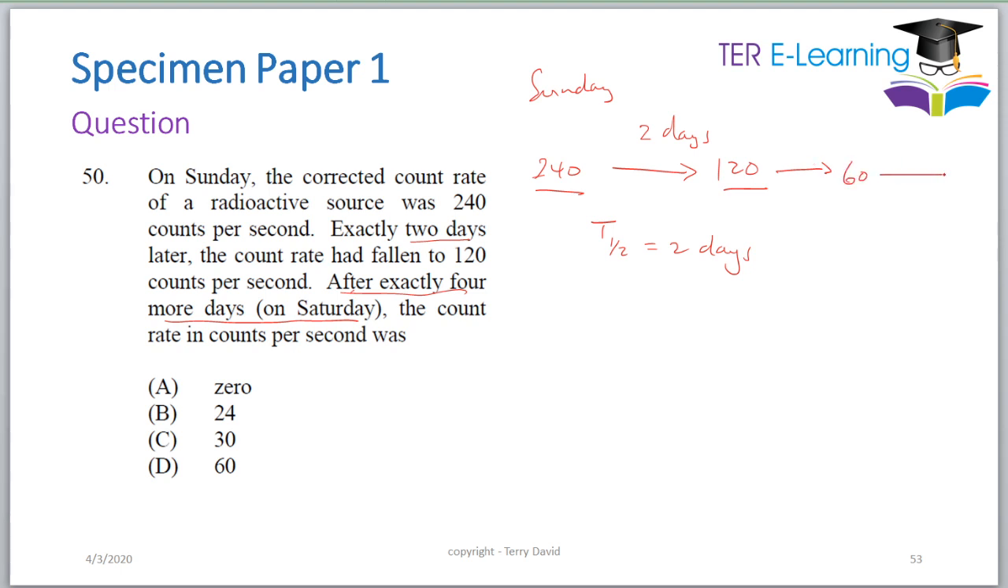And then you're going to go next 2 days. So this is 2 days, this is 2 days, and this will give me 30, right? So in which case, the answer has to be 30 counts per second. Now, please note that all the calculations at the CSEC level on radioactive decay are extremely straightforward. You see what I'm drawing here with the arrows? That's all you need to know. Only when you go to Form 6, then we have a formula to actually work this out, right?